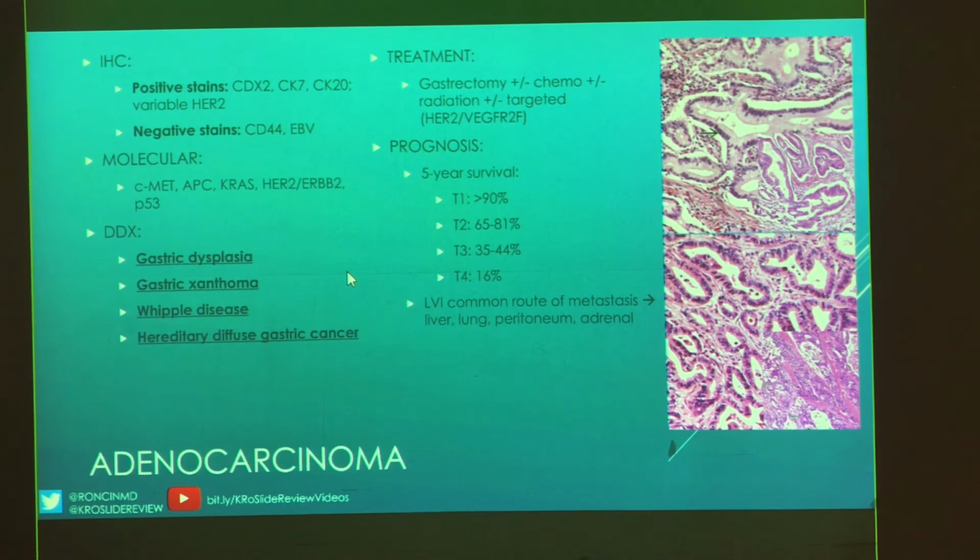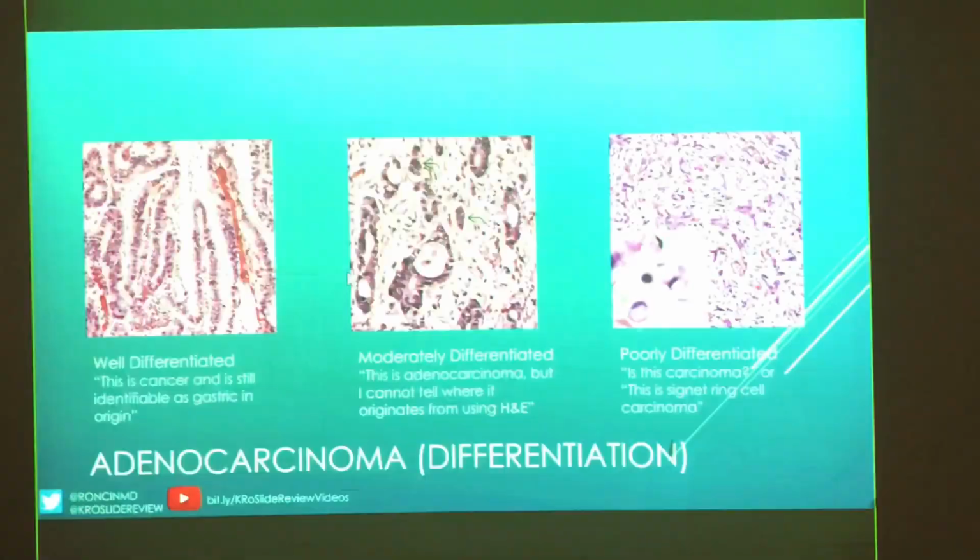And the prognosis for T1 and T2 tumors is relatively good. Once you hit T3 and T4, the 5-year survival does go down quite a bit, all the way down to 16% for T4 lesions. Metastasis is often through lymphovascular invasion, so it's not surprising to see these gastric adenocarcinomas crop up in the liver, lung. You can see them in the peritoneum, you can see them in the adrenal gland. So just things to consider.